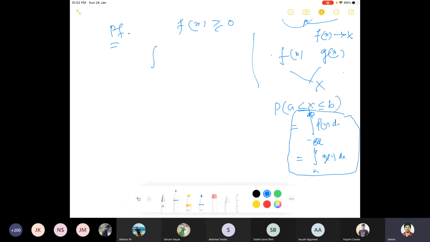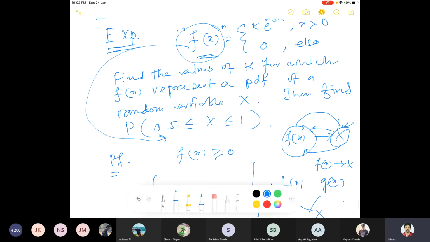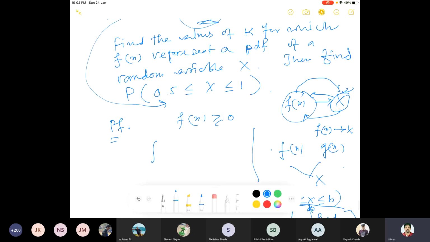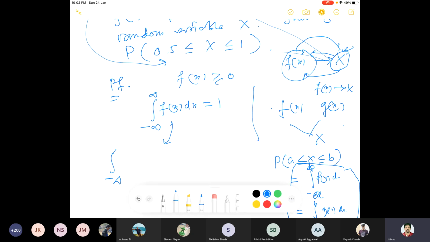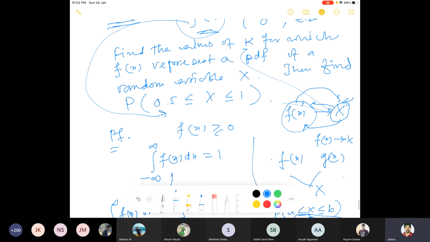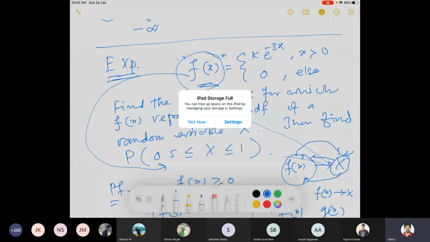Okay, sir. Understood. Okay, so now the thing is, here fx is bigger or equal to 0. Now we need to check whether this value is 1 or not. If it is 1 for some values of k, then I'll say for those values of k, this will represent a PDF for some random variable. So that means I need to check what this is. This is the integral from minus infinity to infinity of fx dx, which is equal to the integral from minus infinity to infinity of... I may make a lot of mistakes when I'm calculating this. I'm not good at calculation at all.